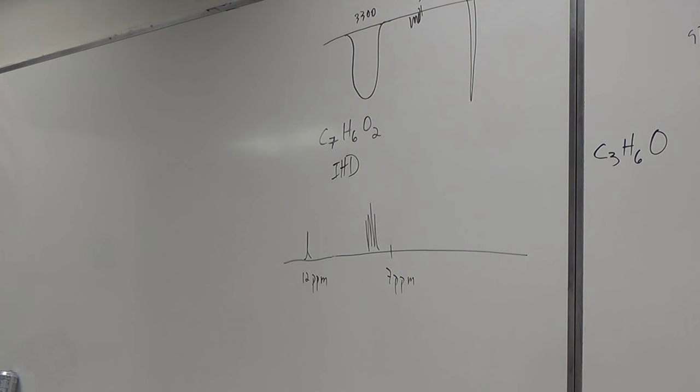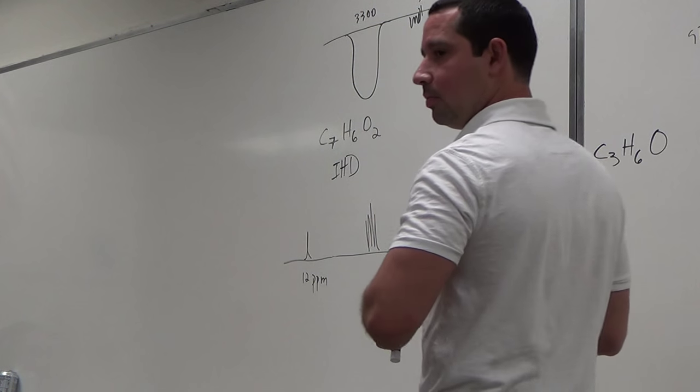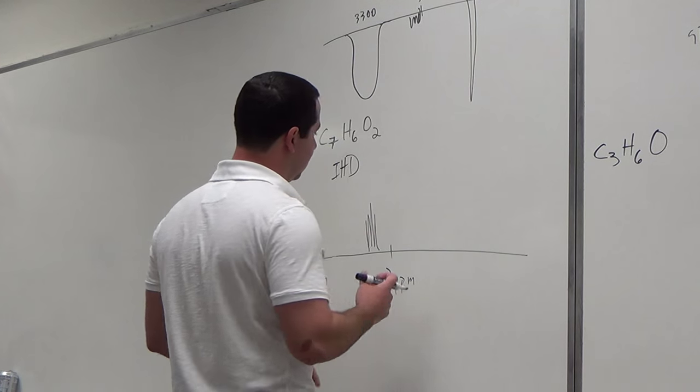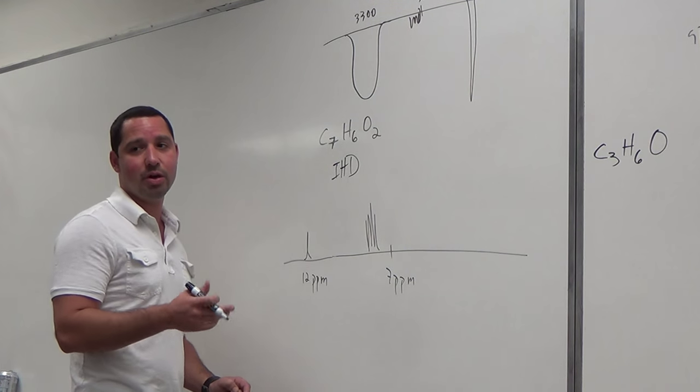What's the equation to calculate IHD, my friends? What do you expect, minus what you have, divided by two. And then you take into account the other species, like the oxygen. Oxygen is zero. If it's nitrogen, you add one or subtract one, depending on the equation. Different equations use different conventions.